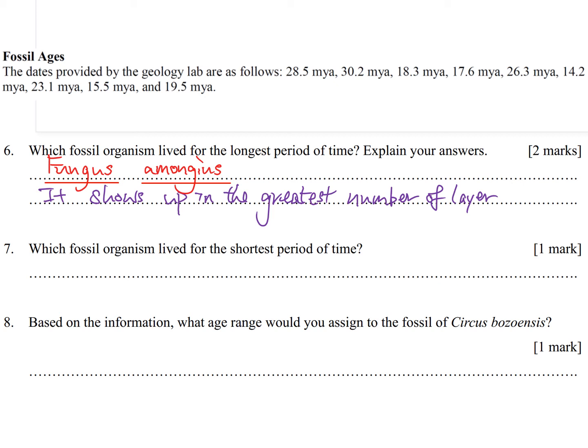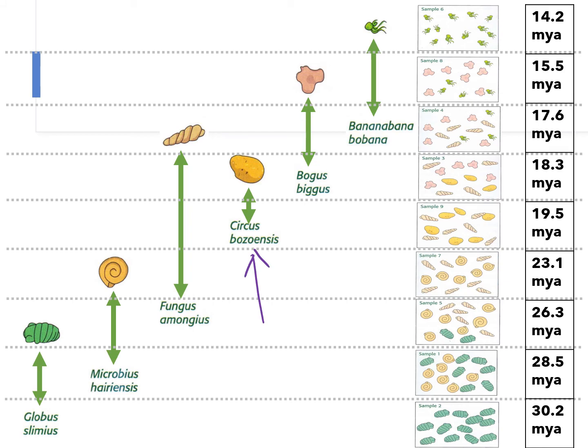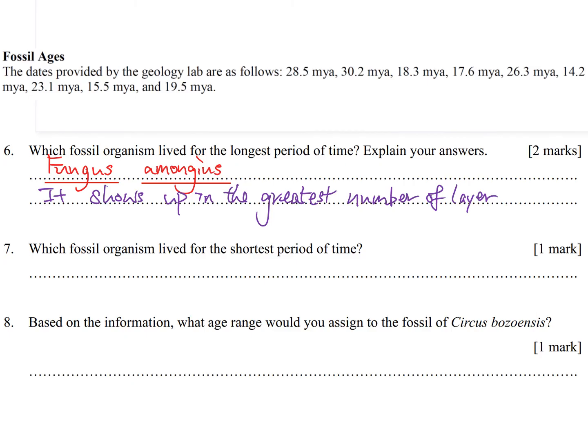Question 7. Which fossil organisms lived for the shortest period of time? Let's take a look at the layers again. This time it should be the organism starting with the letter C. Let's write down the name of the organism with an underline because this is a scientific name.